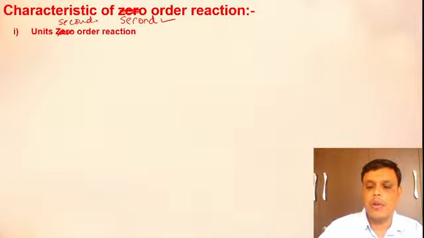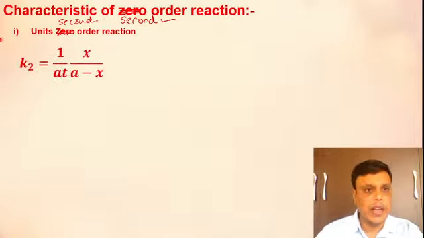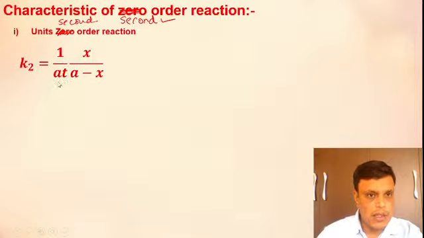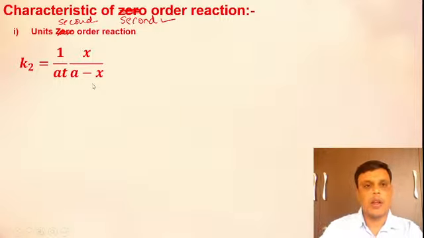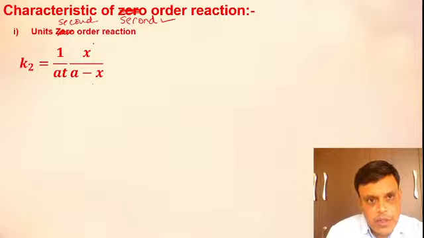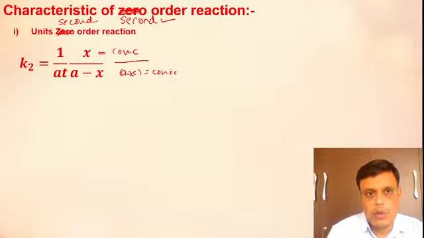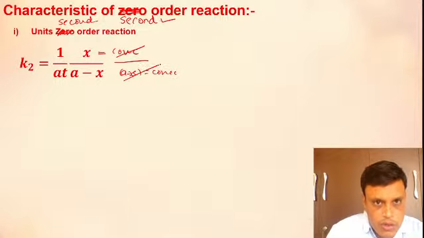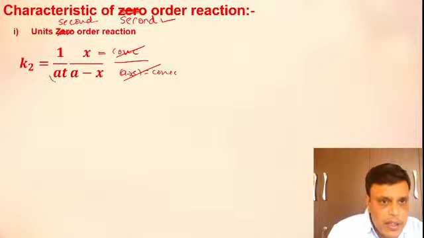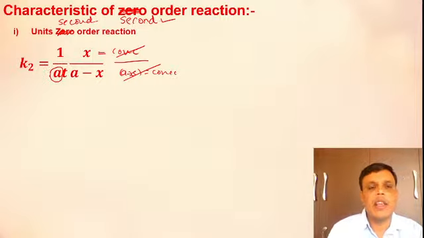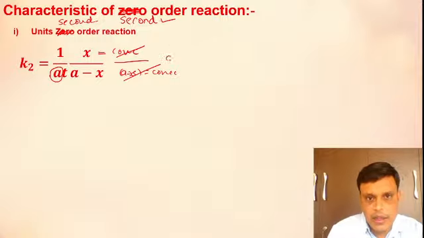Here also, now I will take this equation, which is the integrated rate law equation for second order reaction: k2 is equal to 1 divided by at into x divided by a minus x. Now here, in a minus x, x is a concentration, and a minus x is again a concentration term, so this concentration term cancels that concentration term. So again here a is there, and a is again a concentration term.